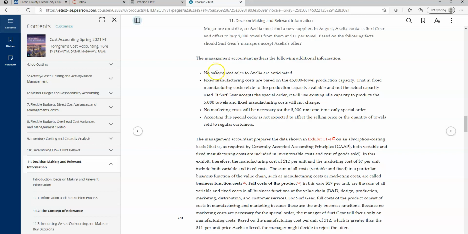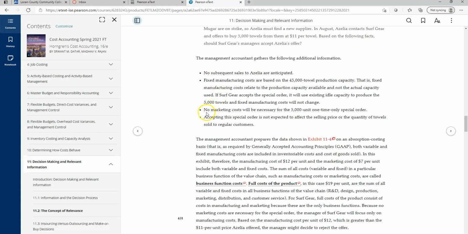Here's what we gain when we're looking at different information. No subsequent sales to Azalea are anticipated. Now, our fixed manufacturing costs are based on 45,000 towel production capacity. That is, all fixed manufacturing costs are related to capacity available, not the actual capacity used. So what's going to happen if Surf Gear accepts a special order? We're going to use some of our existing idle capacity, or the capacity not used, to produce the 5,000 towels, so therefore fixed manufacturing costs will not change.